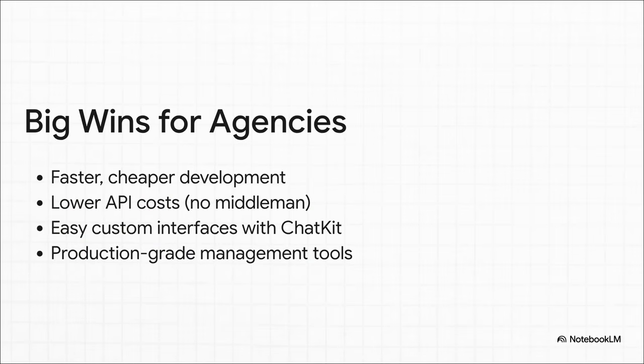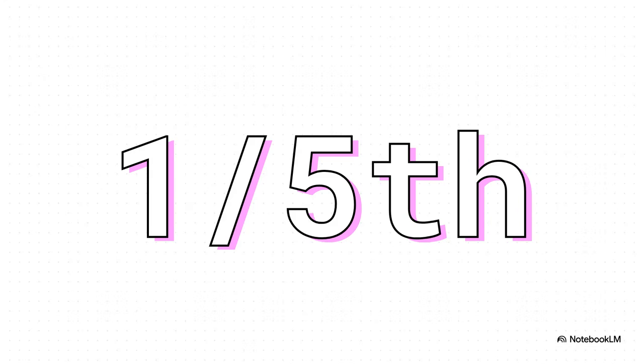So if you're an AI agency or a developer, this platform is a massive, massive win. Why? Well, it makes development way faster and cheaper. It lets you build these beautiful custom interfaces for your clients using their ChatKit. And it gives you a whole suite of professional tools for managing and optimizing your agents. It's basically everything you need to go from a simple idea to a real deployable business solution all in one spot. And then there's the cost. This is a big one. Because you're building directly inside OpenAI's ecosystem, you completely cut out the middleman, those other platforms that mark up the API calls. What that means is you're paying the raw direct cost from the source, and that could be as little as 1/5 of what you might pay using other agent building services.